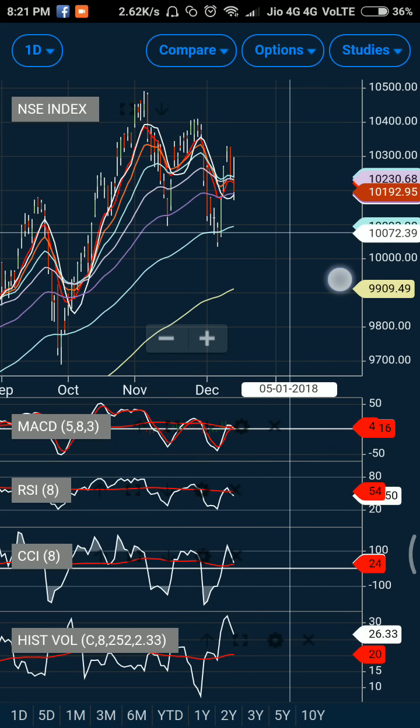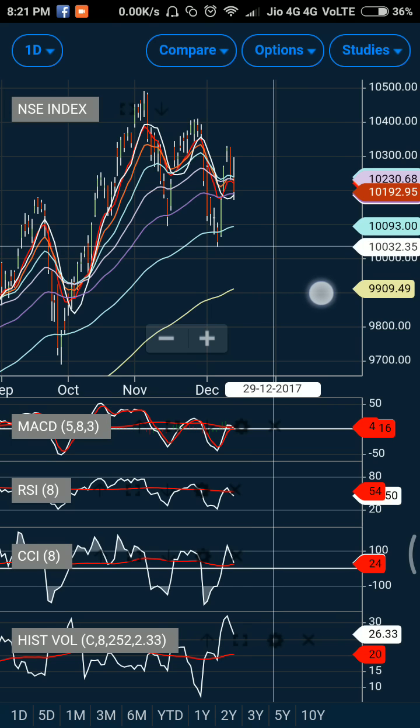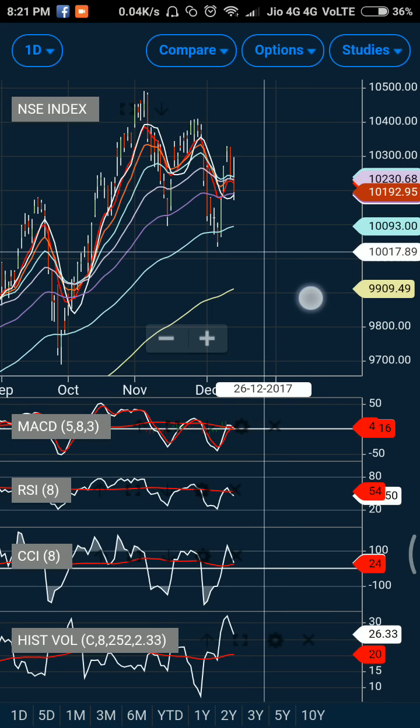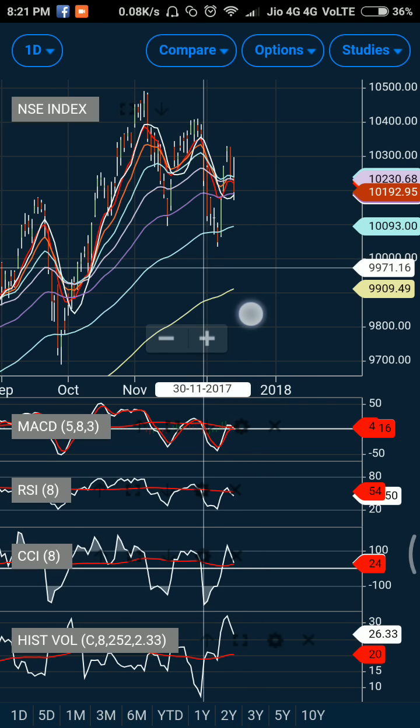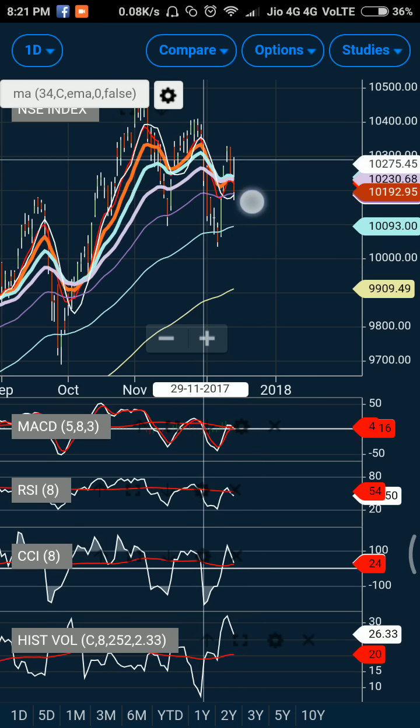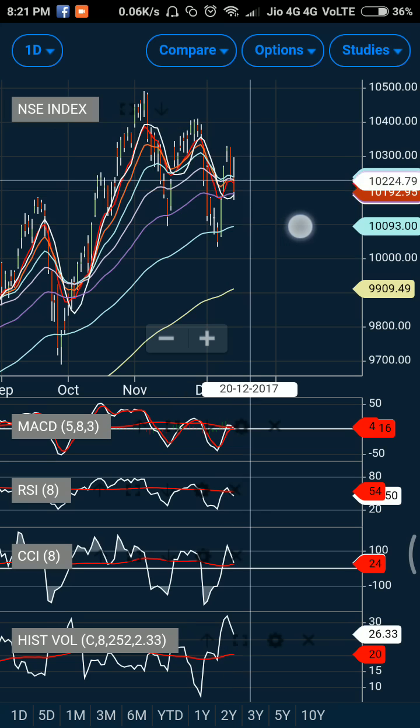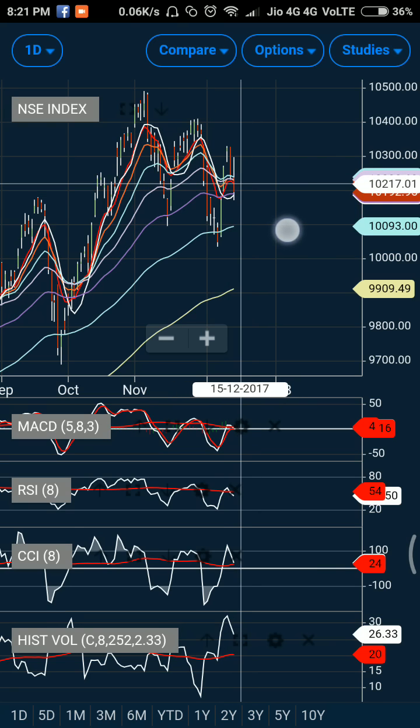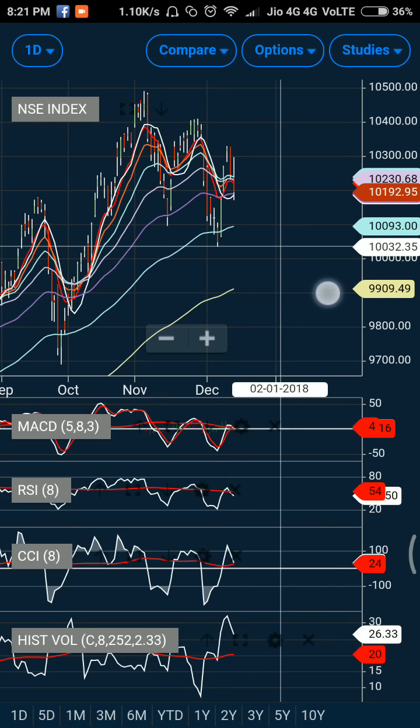So there is a good chance that the market can go down from here. CCI is now off from the positive zone, and it's now trading near its exponential average. If it breaks on the downside, here you can see when it broke on the downside, we did see a good move, and if it breaks here also, you can see a good move on the downside.